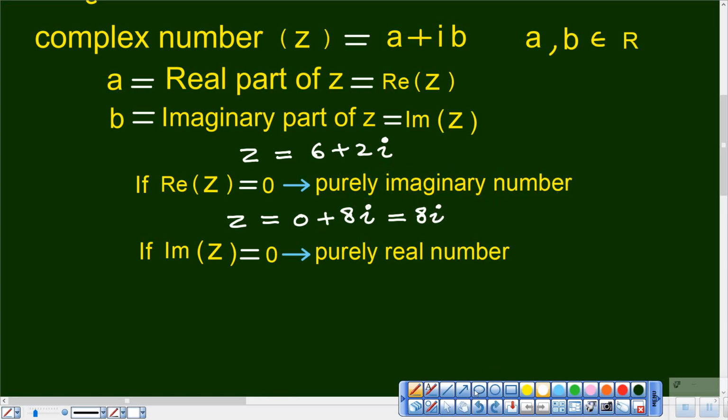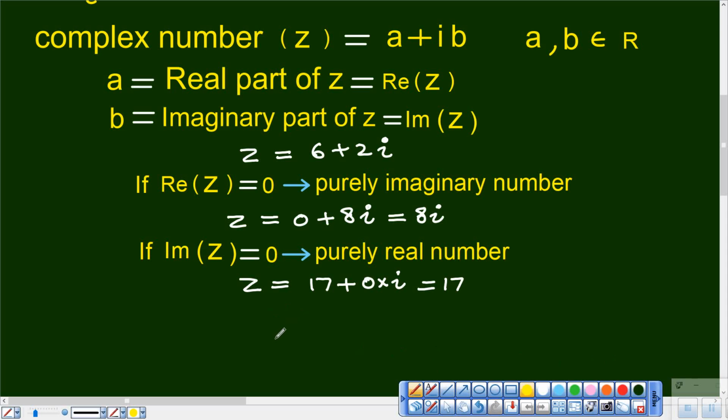In a similar manner, if there is a complex number 17 plus 0 into I, can you see that the imaginary part is 0? Imaginary part is 0, that's why I has no meaning at all, no role to play. It is after all getting multiplied with 0. That's why only the real part will survive, that is 17, and it is a purely real number. Okay, so this is the introduction to complex numbers.